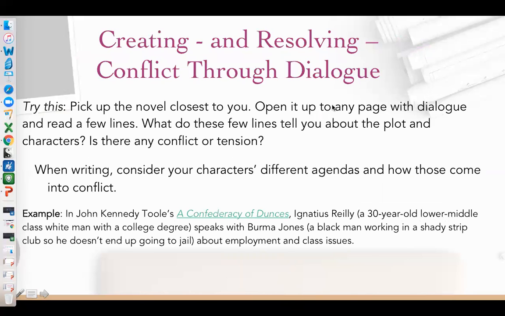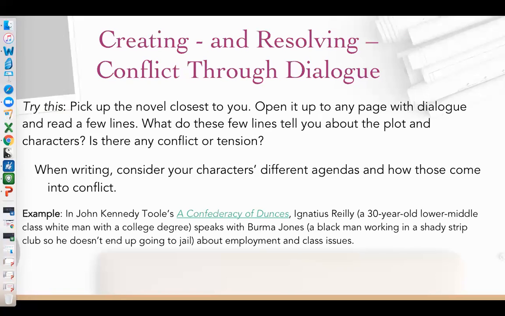In this small exercise, what you can do is pick up the novel you have nearest to you. Hopefully you have something around your desk or wherever you're at right now, and just open it up to any page with dialogue and read a few lines. From just a couple of lines in this novel, you should be able to learn more about the plot and the characters. What are the conflicts they're facing, or the tension between these characters?